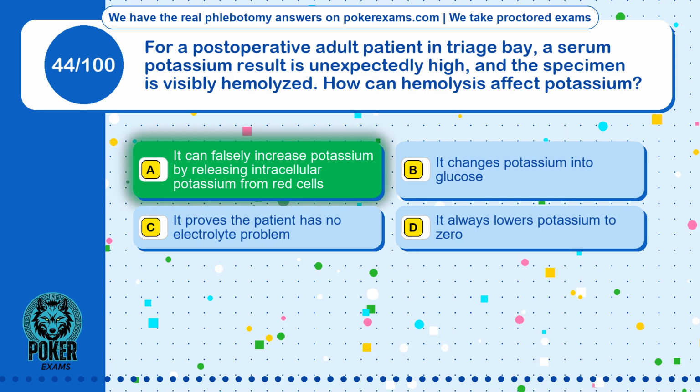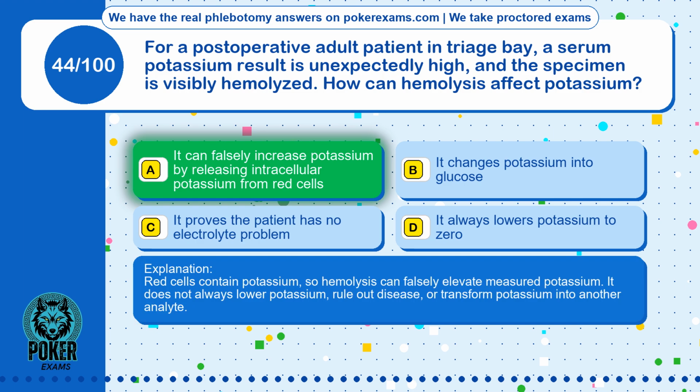The correct answer is option A. It can falsely increase potassium by releasing intracellular potassium from red cells. Red cells contain potassium, so hemolysis can falsely elevate measured potassium. It does not always lower potassium, rule out disease, or transform potassium into another analyte.